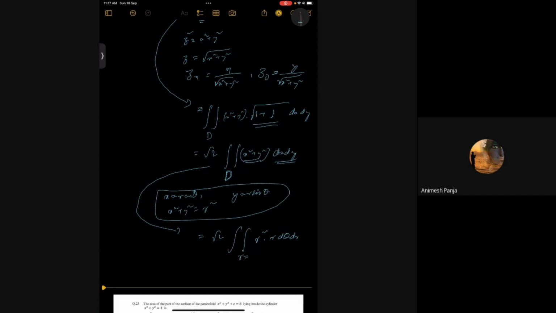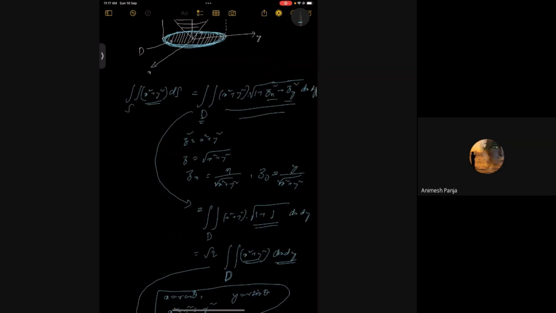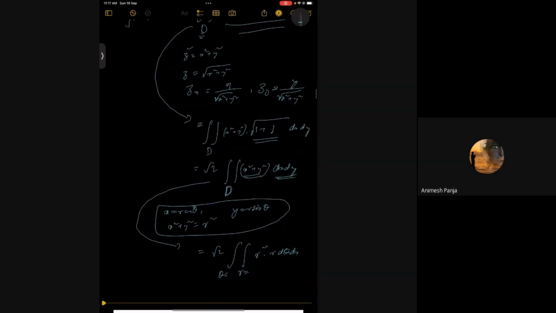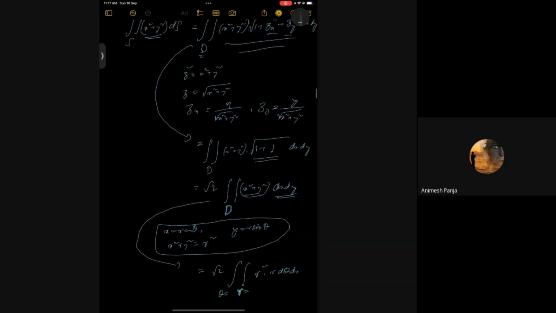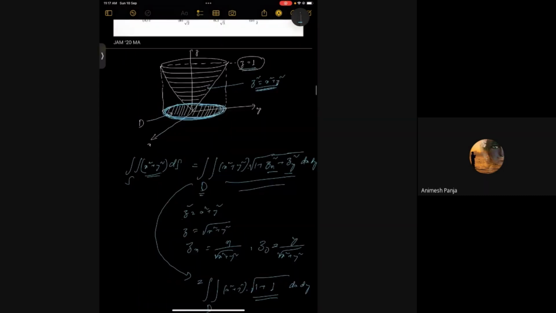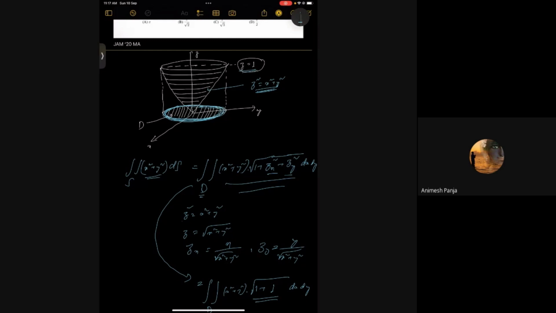Now r goes from where to where? Theta goes from where to where? I told you that this is a disk D. Now this is where the radius of the disk comes in, because we want to put the limits for r. This r is like the magnitude of the radius vector. To find out the radius, we look at the limits of z, z equals 0 and z equal to 1. If you substitute z equal to 1, you get x squared plus y squared equal to 1. So substituting z equal to 1 gives us this circle.